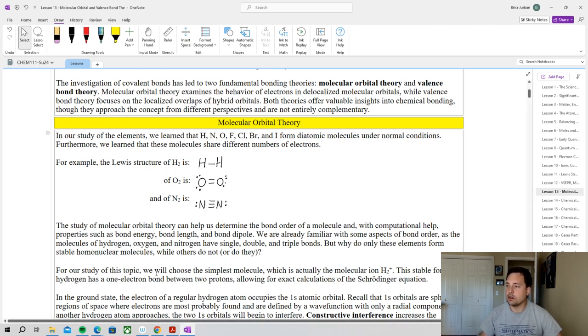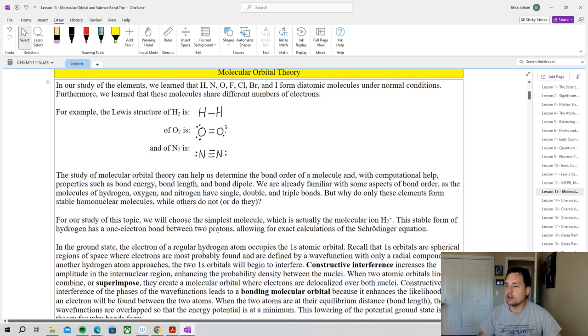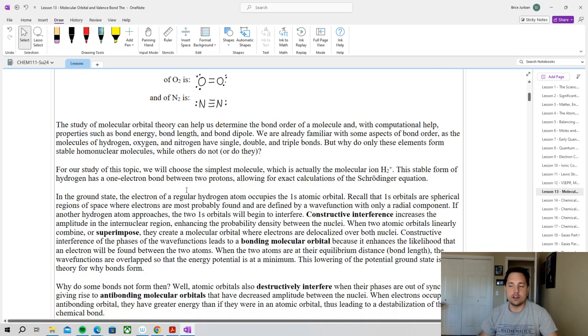From our study of this topic, we're going to choose the simplest molecule, which is the molecular ion of hydrogen. The ion of hydrogen that just has 1 electron. This stable form of hydrogen allows for exact calculations of the Schrodinger equation. Although we won't be calculating those, we can compare these to other models that people have come up with. And they allow for a much simpler understanding because we just have 2 protons and 1 electron that's being shared amongst them. For a regular hydrogen atom, it occupies the 1s atomic orbital.